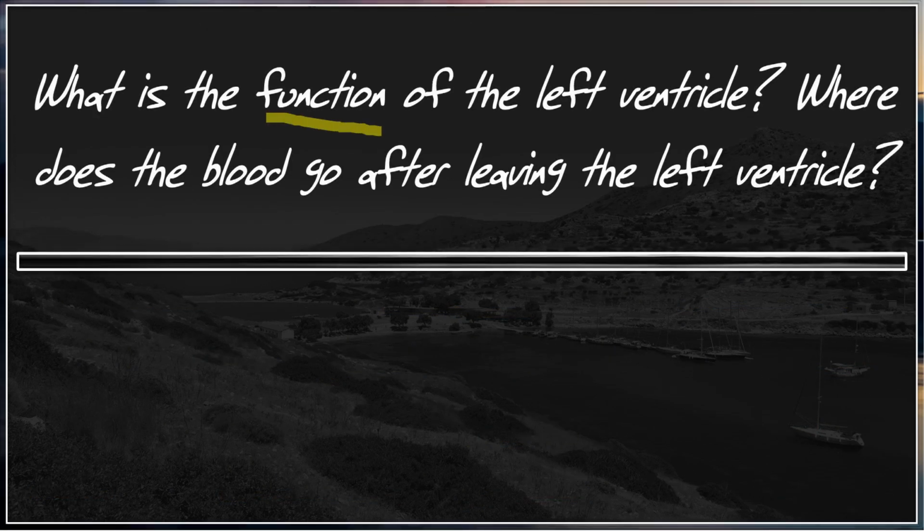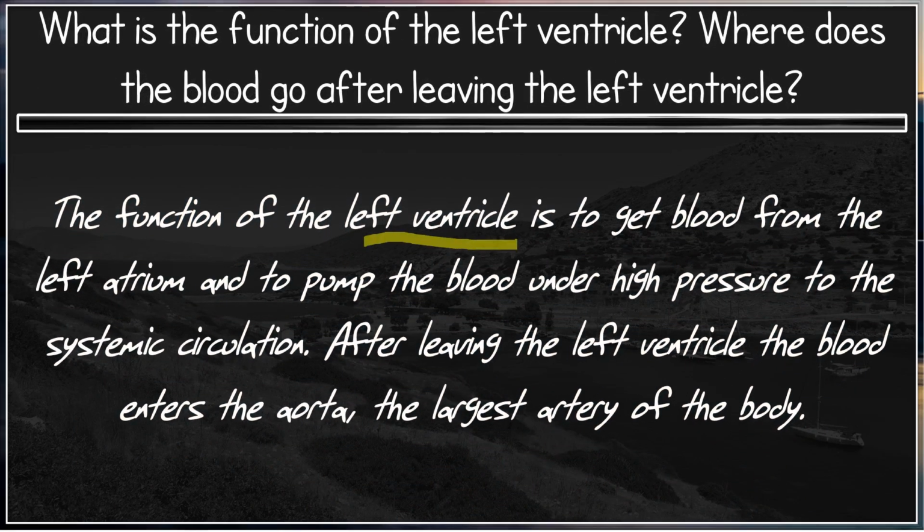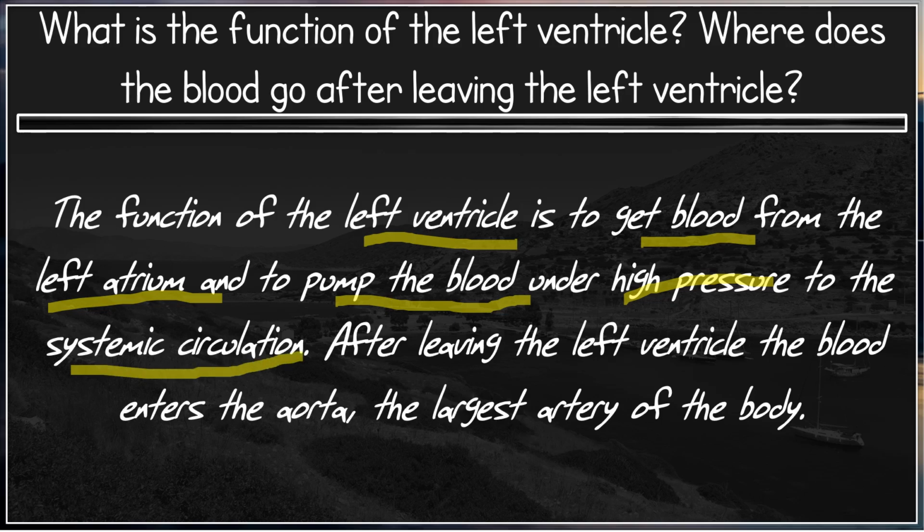What is the function of the left ventricle? Where does blood go after leaving the left ventricle? The function of the left ventricle is to get blood from the left atrium and pump the blood under high pressure to the systemic circulation. After leaving the left ventricle, blood enters the aorta, the largest artery in the body.